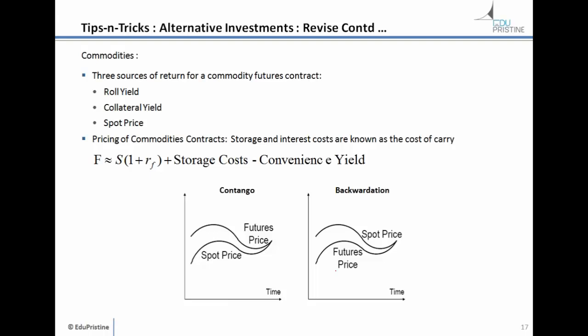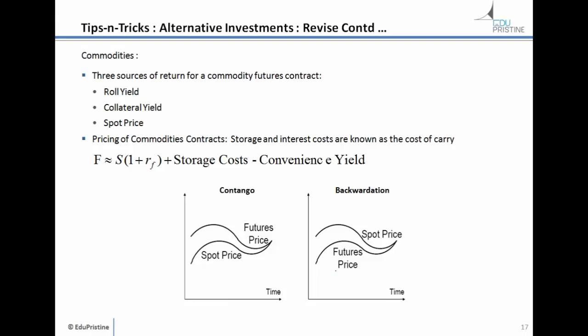Contango is nothing but the normal market. Under a normal market, your futures price is always higher than the spot price. So a contango is nothing but a normal market, whereas backwardation is nothing but an inverted market. You can remember backwardation with inversion, where your futures price is less than the spot price.